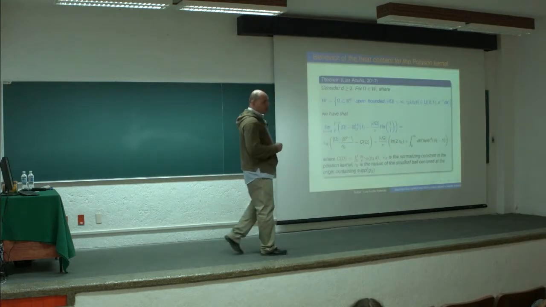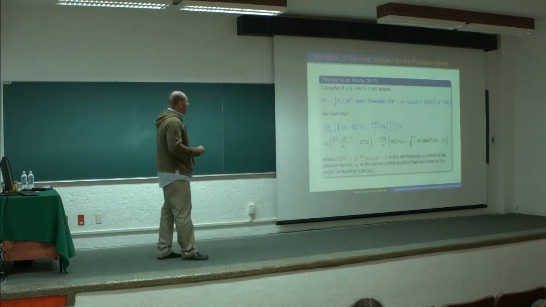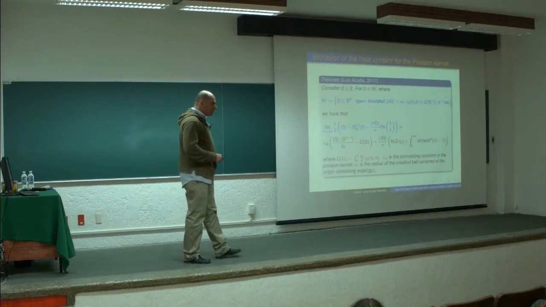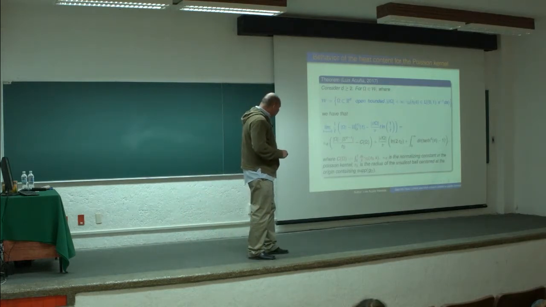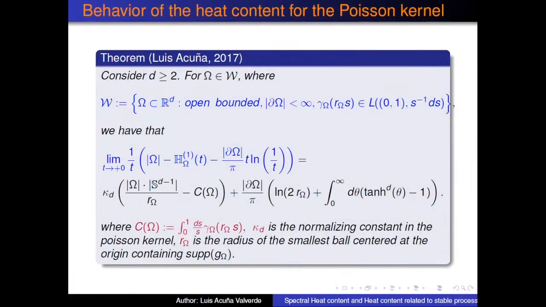So this is the result I have for the Cauchy process. If we have a domain which is bounded with finite surface area, and the troublemaker function belongs to the L1 space when we integrate over (0,1) with respect to this measure, then I'm able to compute the next term in the asymptotic expansion of the Cauchy process.